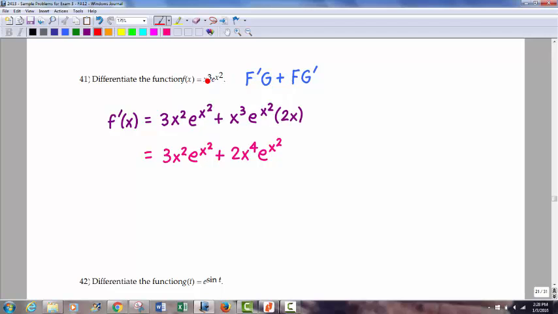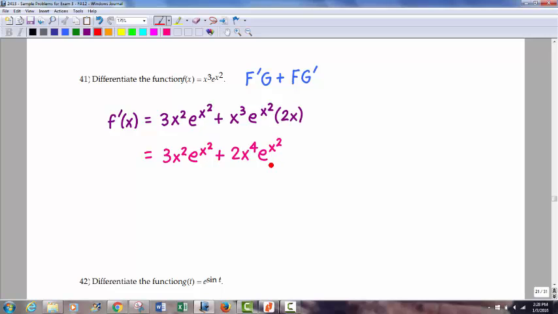So f prime g would be the derivative of x cubed, which is 3x squared, times the g itself, which is e to the x squared, plus the f, which is x cubed, times the derivative of e to the x squared, which will be e to the x squared, I put in parentheses to make it look a little neater there, times the derivative of that exponent x squared, which is 2x. Now you see I combined the x's, make it x to the fourth, put the 2 up front, make it look a little better, and we have 3x squared e to the x squared plus 2x to the fourth e to the x squared.